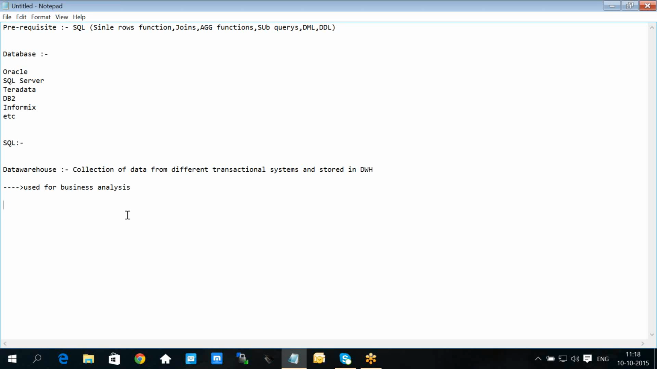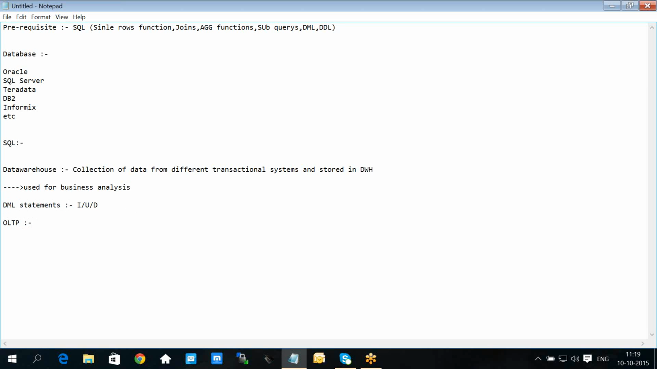A transaction in technical terms means you are modifying the data, adding data to the database, or deleting data in the database. In database terminology, a group of DML statements is called a transaction. When you perform different DML statements like insert, update and delete, that's called a transaction. Now I need you to understand what OLTP is.